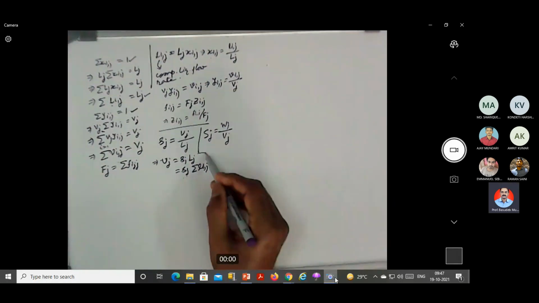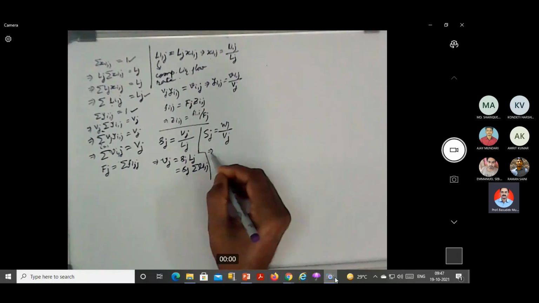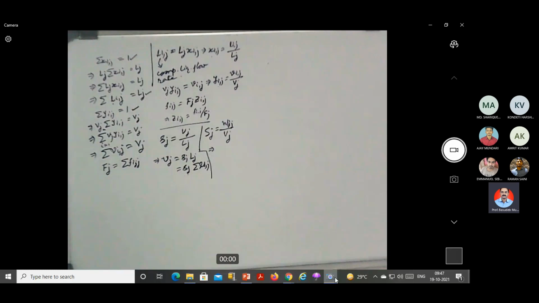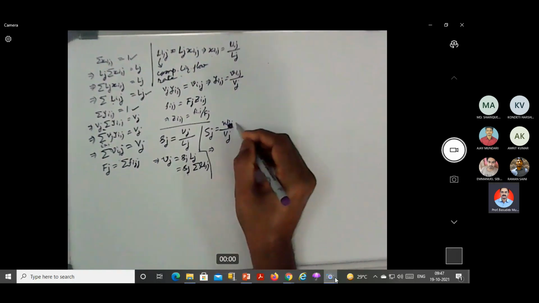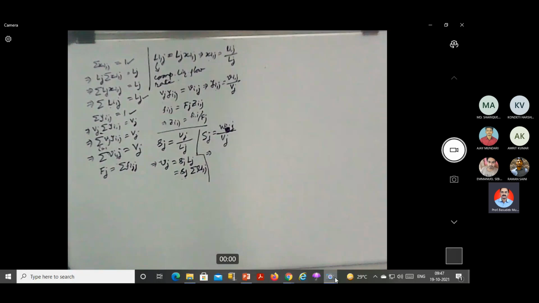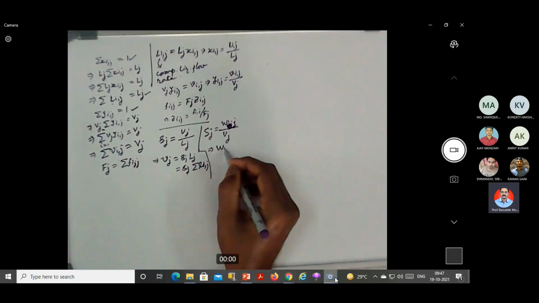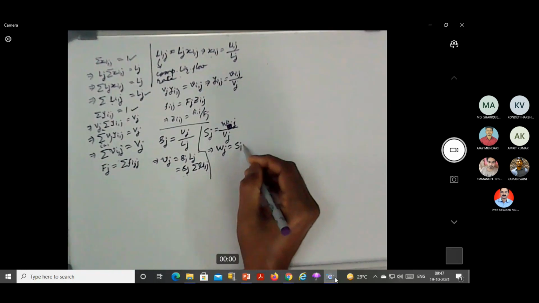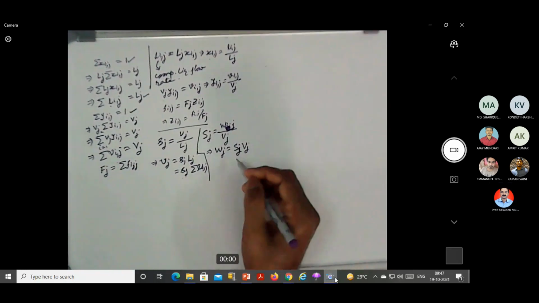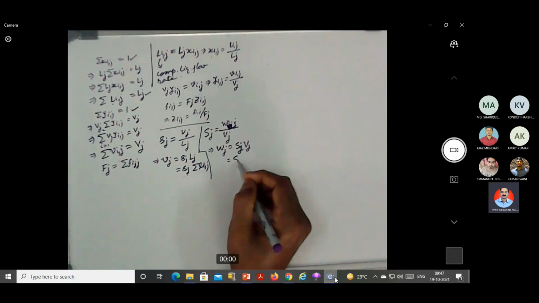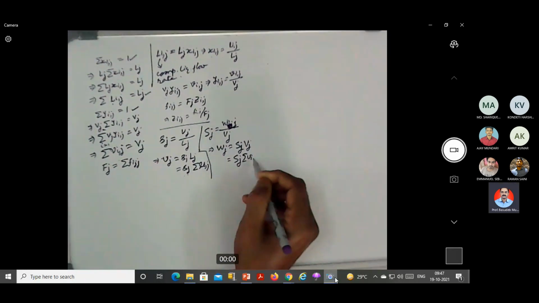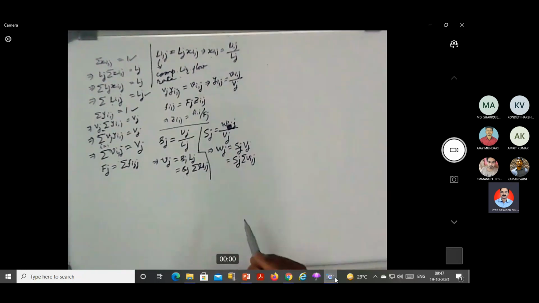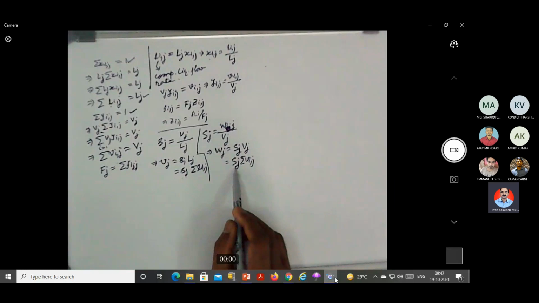Okay. Now similarly, from here we can write Wj, the side stream vapor flow rate. Wj is equal to Sj into Vj, right? Now what is Vj? Vj is equal to sigma Vij, right? So Wj in the equation will be replaced by Sj into sigma Vij.